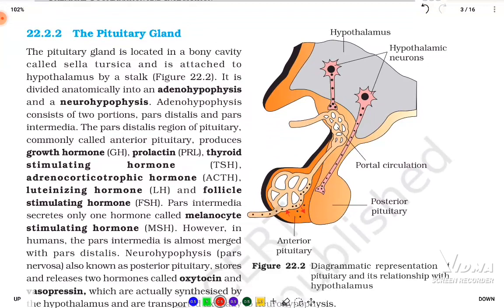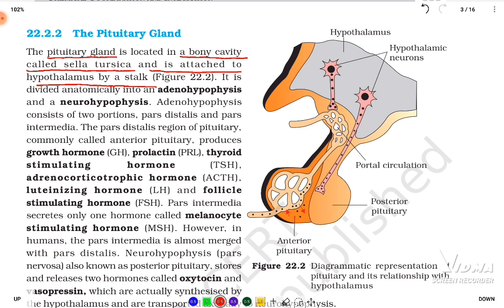The pituitary gland is located in a bony cavity called the sella turcica. So basically, where is the pituitary gland located? It is located in the bony cavity, first of all, important. And what is the name of it? Sella turcica, and it is attached to the hypothalamus by a stalk. So the pituitary gland is attached to the hypothalamus by a stalk. And where is it located? It is located in a bony cavity, and that cavity is called the sella turcica.